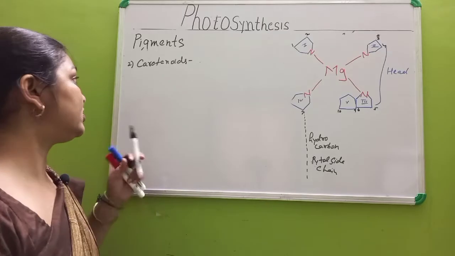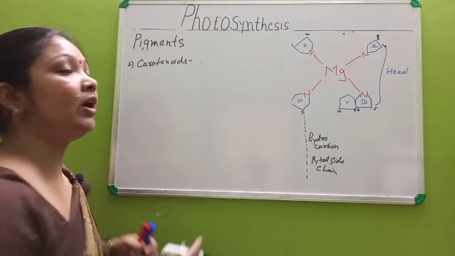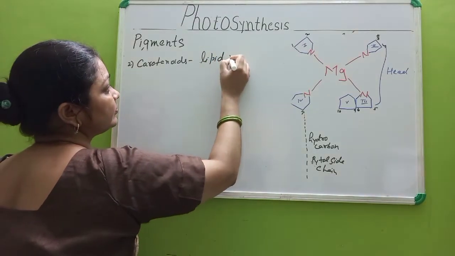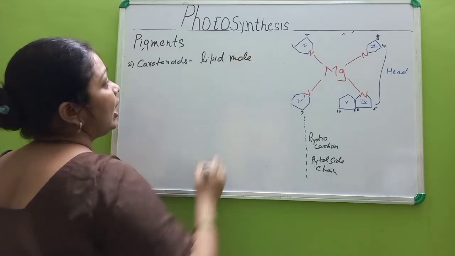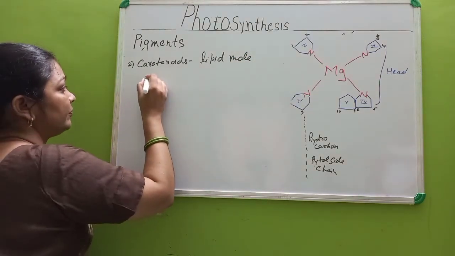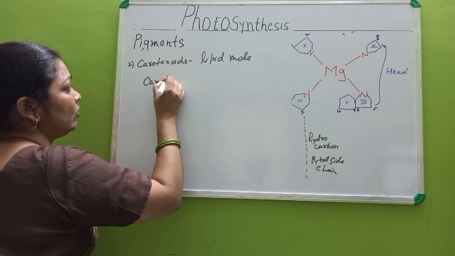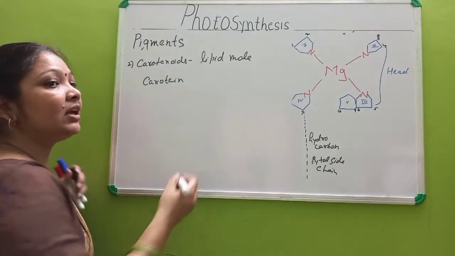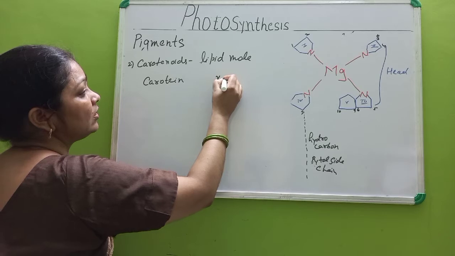Now the next pigment is carotenoid. Carotenoid is a lipid molecule. And carotenoids are of two types. One is carotene and the other is xanthophyll.